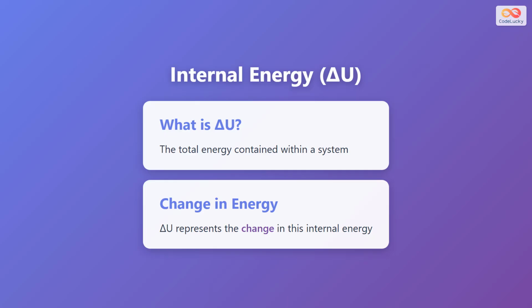Let's understand internal energy more clearly. Internal energy, represented by the symbol U, is the total energy contained within a system. This includes the kinetic energy of molecules moving around and the potential energy from their interactions. Delta U, which means change in U, represents how this internal energy increases or decreases. When a system gains energy, delta U is positive. When it loses energy, delta U is negative.